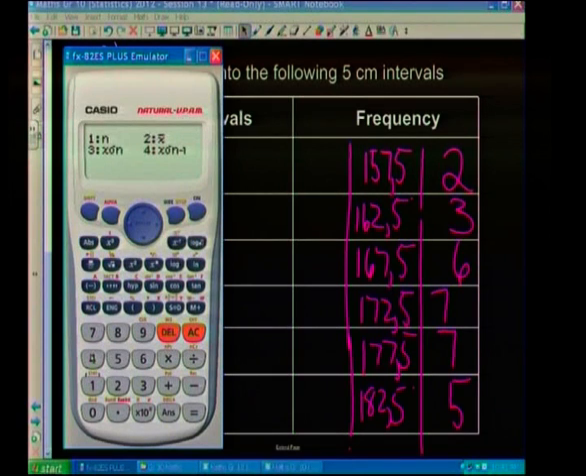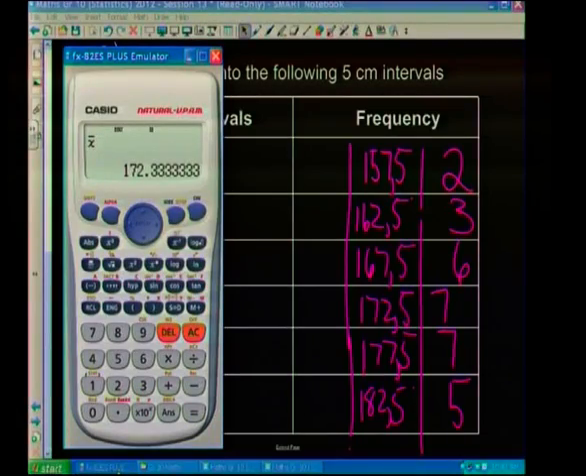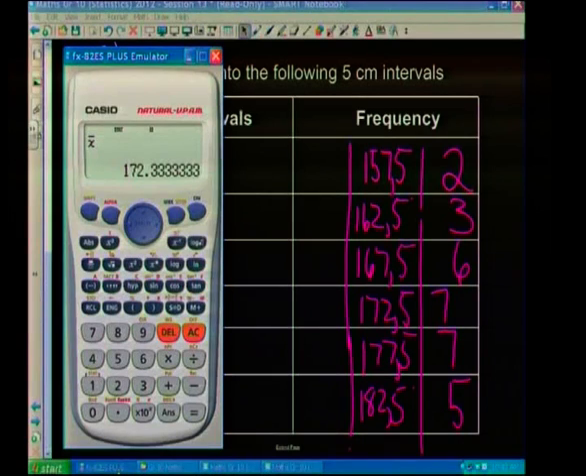AC, shift 1, and I'm going to select number 4, and I'm going to calculate the mean, which is X bar. My approximate mean, remember now boys and girls, it's an approximation because you're not using the discrete individual pieces of data, you are using a midpoint. So my approximate mean is 172,3. 172,3.